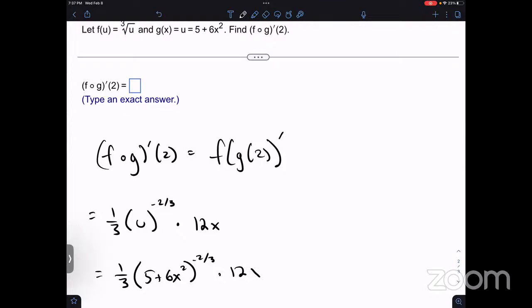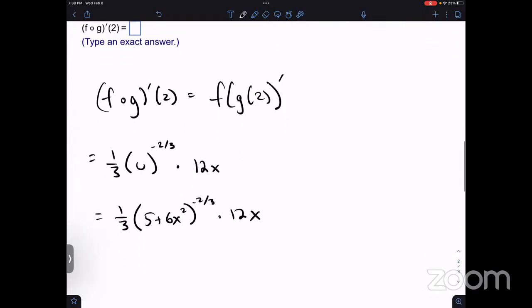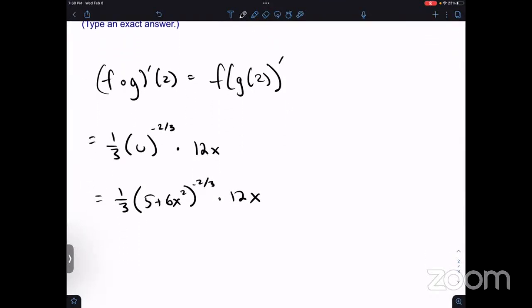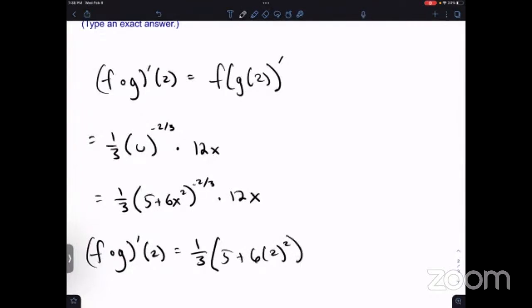Okay. So then when we go to find f compose g prime of 2, basically we're going to plug 2 into that result. So it should be this 2 squared, negative 2/3, 12 times 2. Okay.